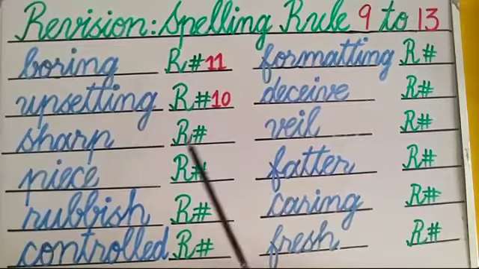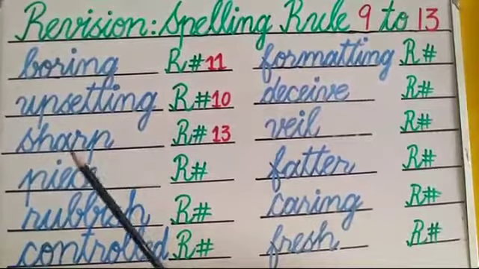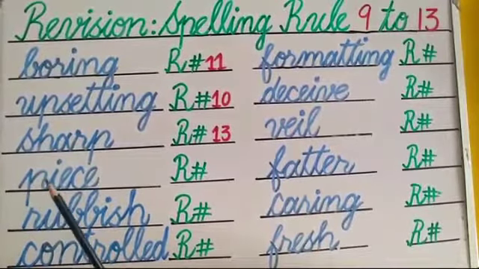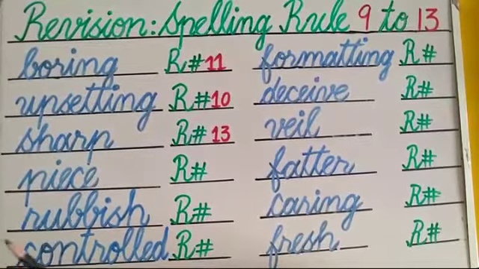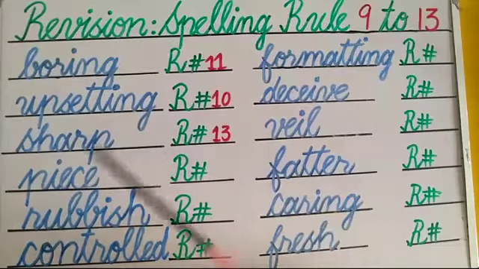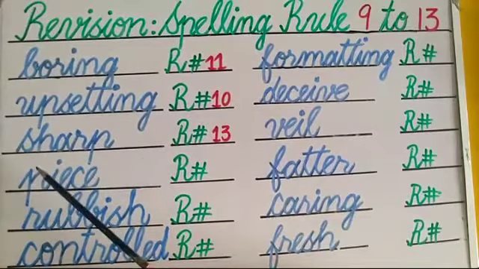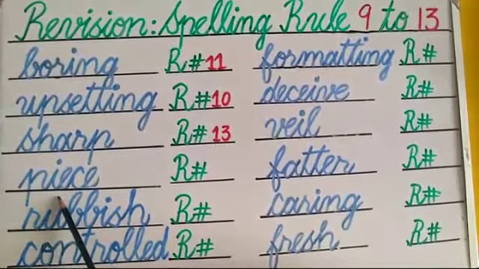Is that clear? So now let's have a look at the next one. Yes, and I have told you about a word which starts with sh. It may come at the end or it can come at the start. So this is spelling rule 13, sharp, because it has the sh sound. Is that clear?